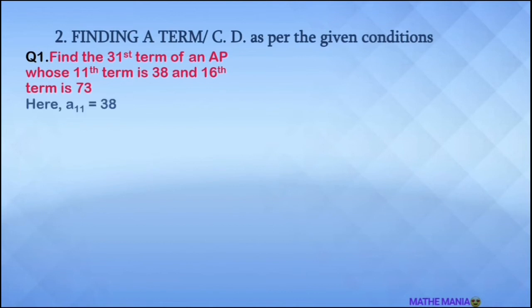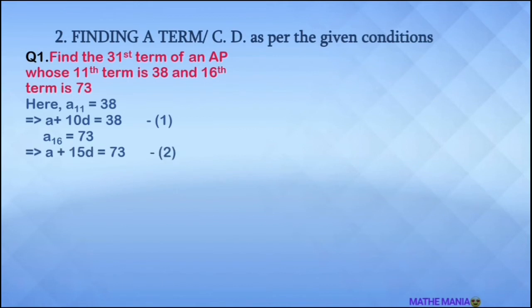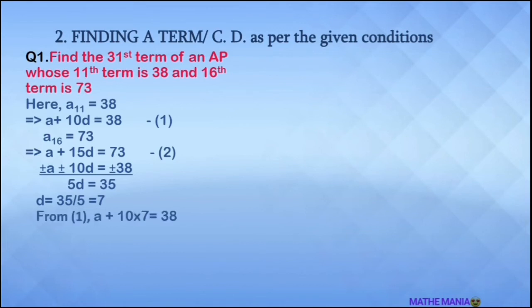a11 equal to 38 gives us a plus 10d is equal to 38. a16 equal to 73 gives us the second equation. On subtracting 1 from 2, we get 5d is equal to 35 or d is equal to 7. In order to find the 31st term, we need the value of a. So putting the value of d in equation number 1, we get a plus 10 into 7 is equal to 38, or a is equal to 38 minus 70 is equal to minus 32.